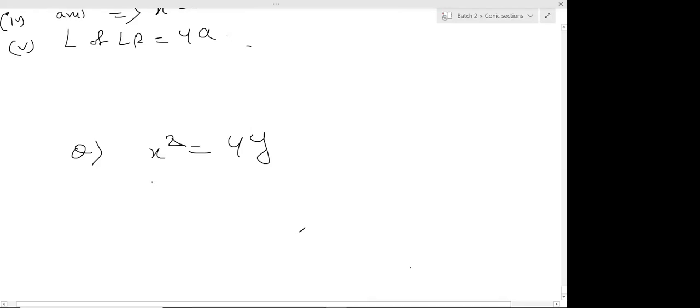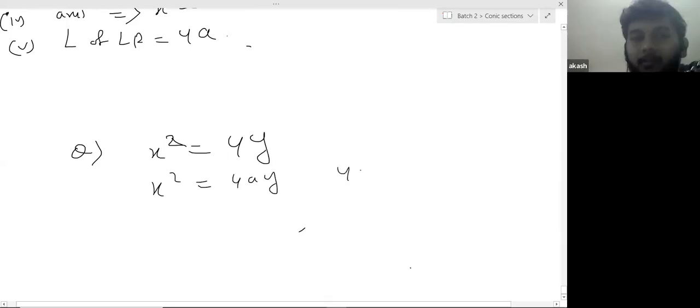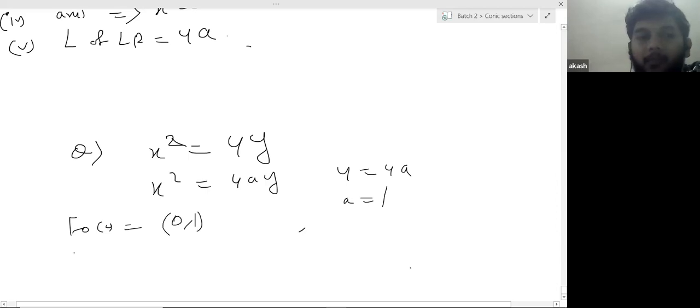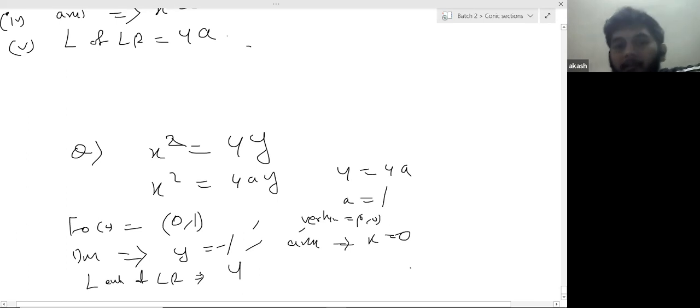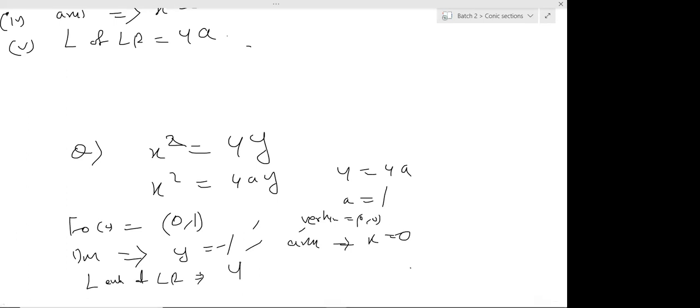Here also the standard equation is x square equals to 4ay, right? So 4 equals to 4a, so the value of a is 1. Focus will be 0 comma a, that is 0 comma 1. Directrix is y equals to minus 1. Vertex will be 0 comma 0. Axis will be x equals to 0. The length of LR will be 4a, that is 4. All right, Atisha? Yes, sir.